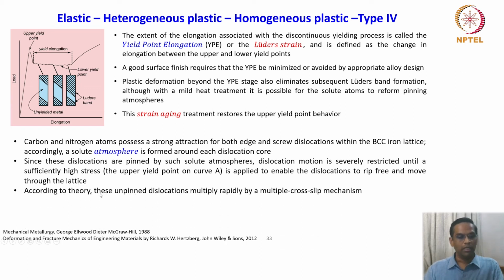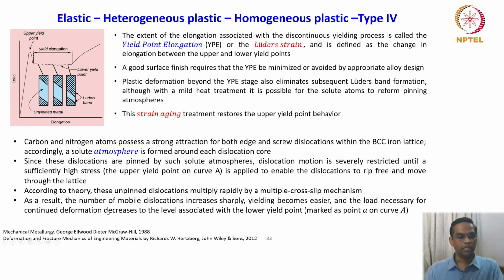According to the theory, these unpinned dislocations multiply rapidly by a multiple cross-slip mechanism. As a result, the number of mobile dislocations increases sharply, yielding becomes easier, and the load necessary for continued deformation decreases to the level associated with the lower yield point, marked as point A on curve A. So here we are talking about this.